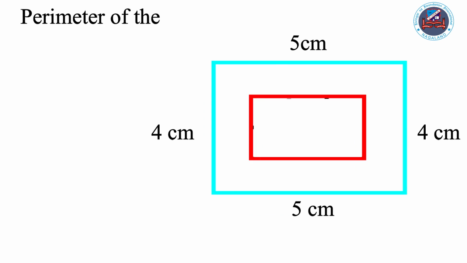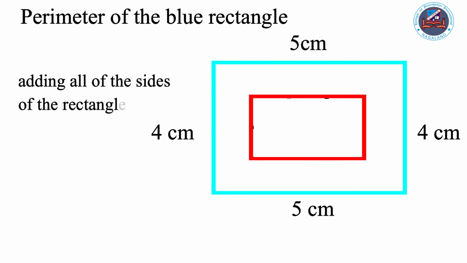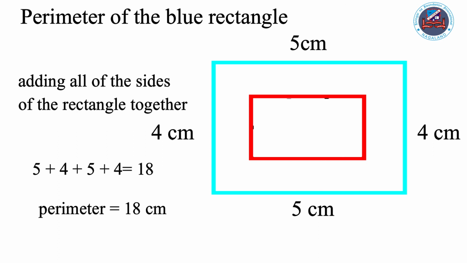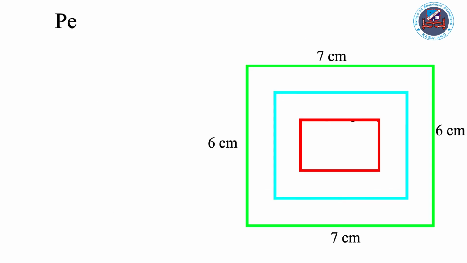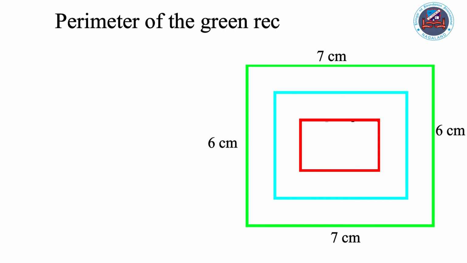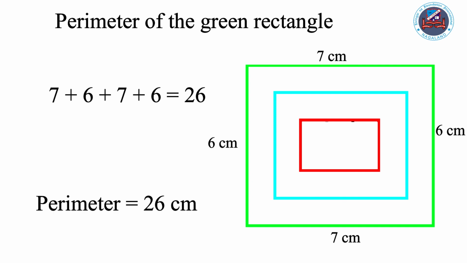Now let's find the perimeter for the blue rectangle, that is by adding all of the sides together. 5 plus 4 plus 5 plus 4, that is 18. So the perimeter for the blue rectangle is 18 centimeters. Now we'll find the perimeter for the green rectangle, that is 7 plus 6 plus 7 plus 6, that is 26. So the perimeter for the green rectangle is 26 centimeters.